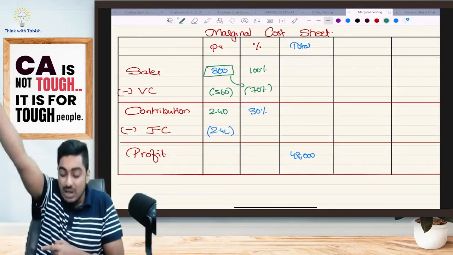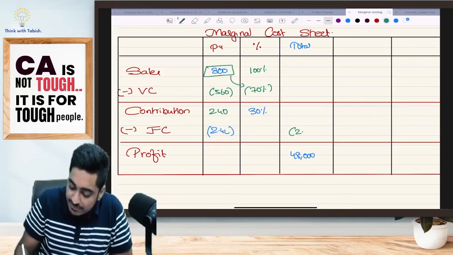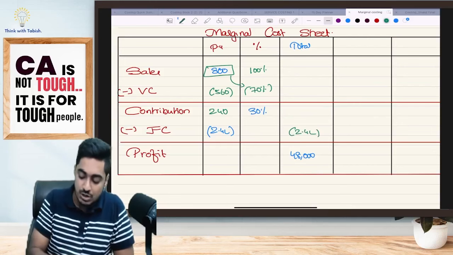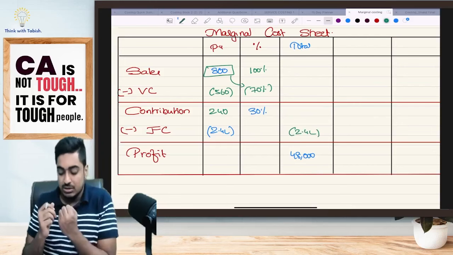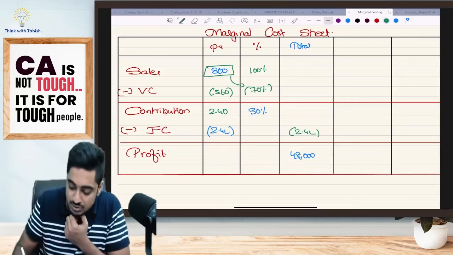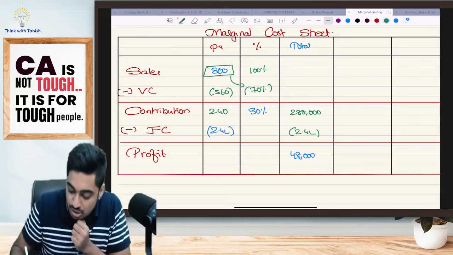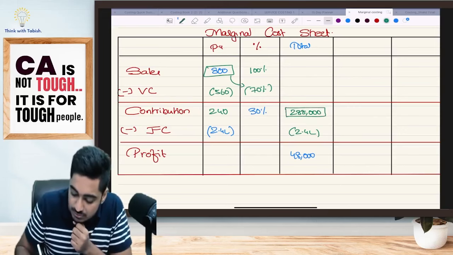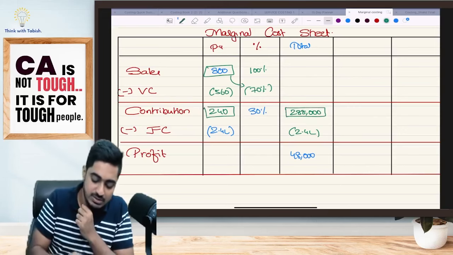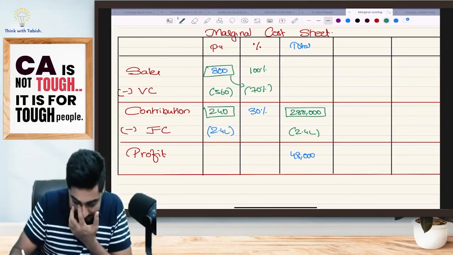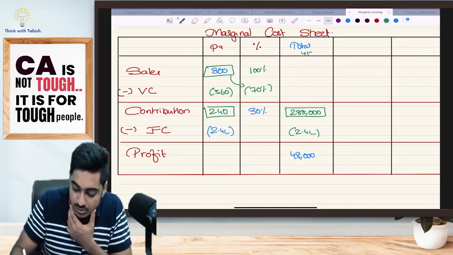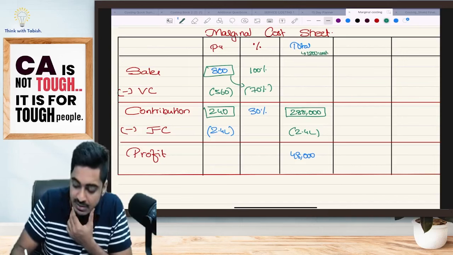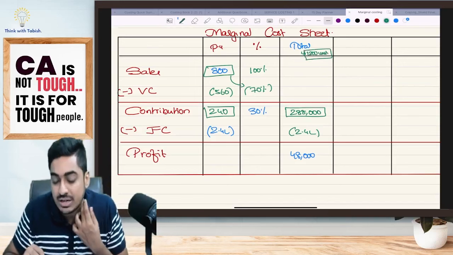No, sir, I have to pay 2,40,000 fixed cost now. After that, I want 48,000. That means total how much do I want? 2,40,000 I want, plus 48,000 I want. That means total 2,88,000. Yes or no? Yes, sir. 2,88,000 I want. For 1 unit, how much am I getting? 240 I am getting. That means total how many units should I be selling, students? 2,88,000 divided by 240. Total 1,200. Okay, sir. Total 1,200 units I should be selling.